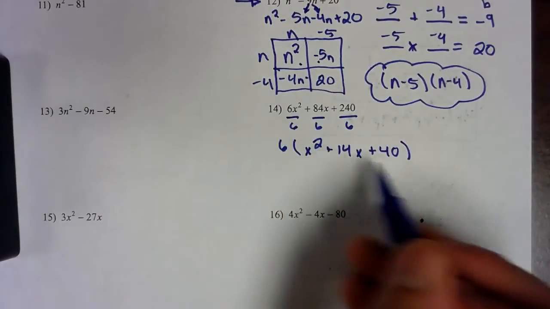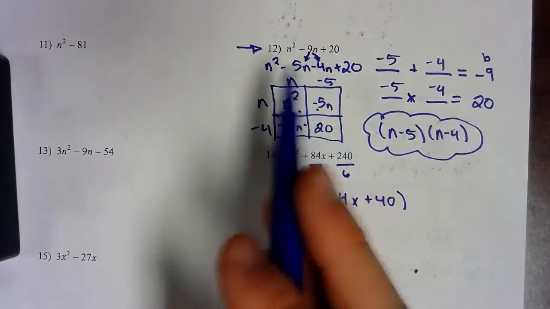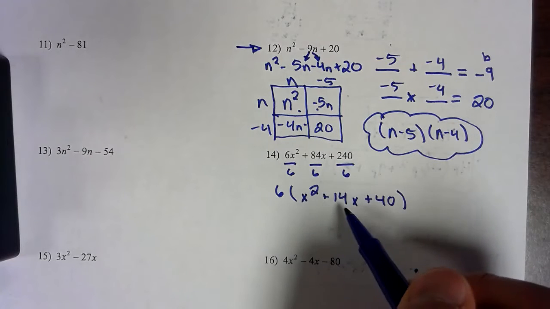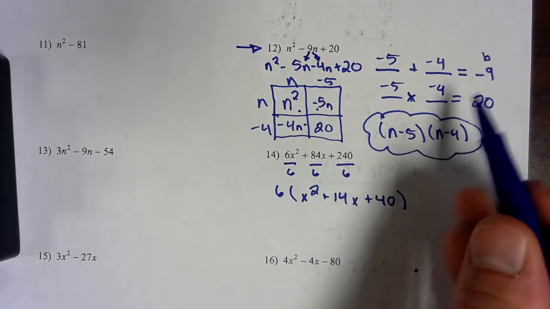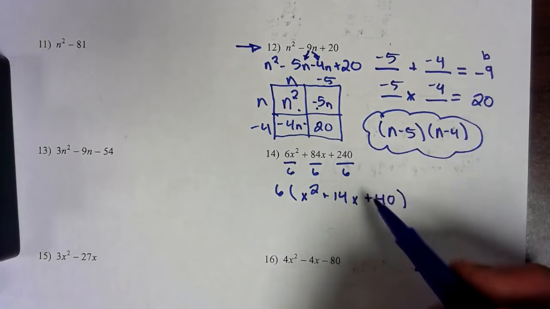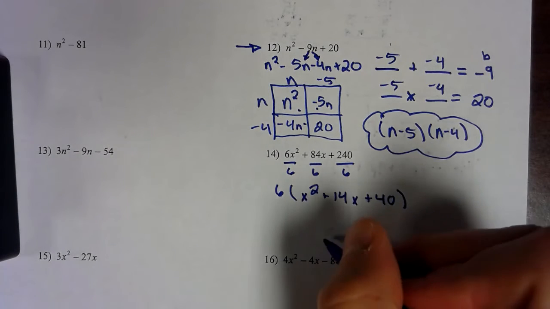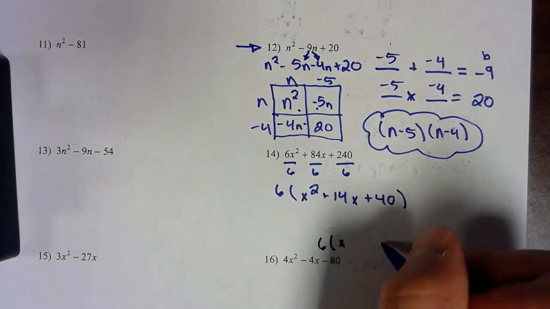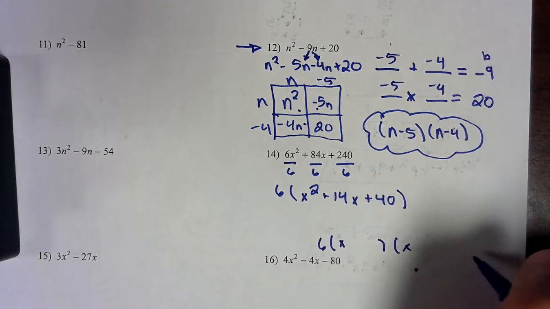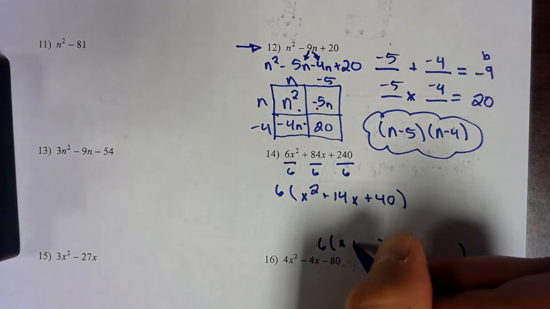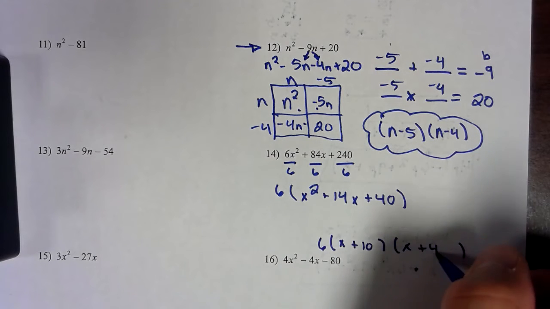I can factor this almost the exact same way as how we factored number 12 up here. The only difference is my numbers are going to be a little bit different because we have a different b value and a different c value. This 6 does not go away. This 6 you're going to multiply into whatever your factors are, which I'm going to tell you right now, your factors here would be x plus 10 and x plus 4.